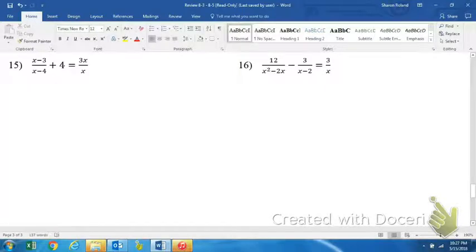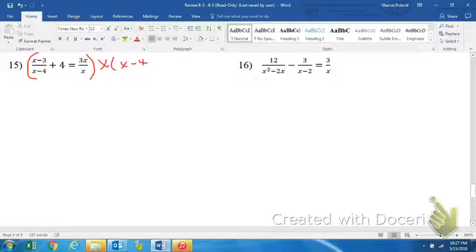All right, on number 15, I'm going to multiply everything by the denominator. Instead of getting a common denominator, I'm going to eliminate the denominator. And so you look down there and you have an x times x minus 4. So all of this is going to be multiplied by x times x minus 4. But you know what? I just saw something.